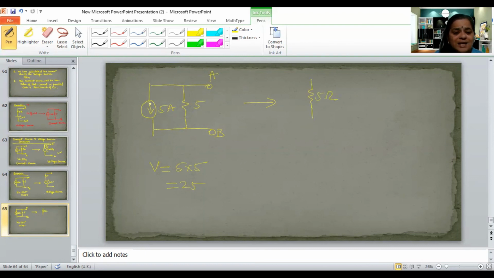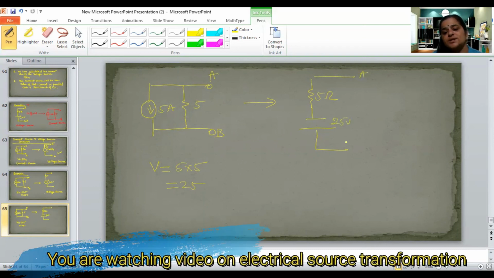Now see, as the direction of the current source is downward, and the direction of current can be only downward when the lower plate of a voltage source is positive. So now the polarity of the voltage source will be like this, and this is 25 volt, this is terminal A, and this is terminal B.